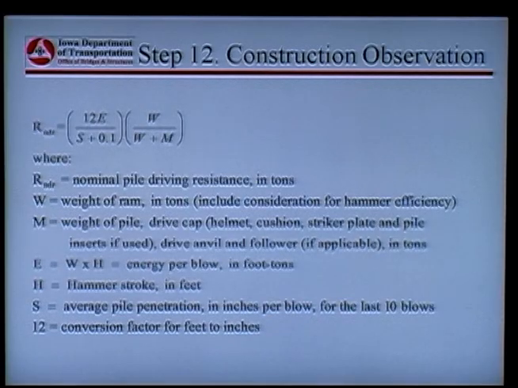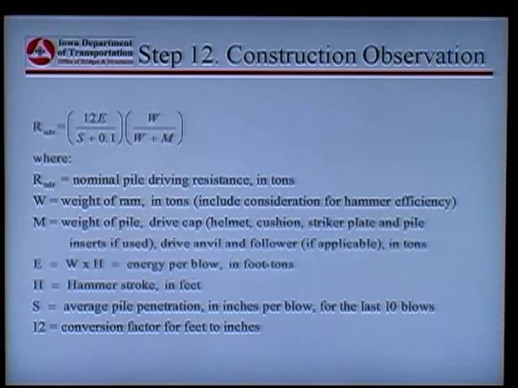This is an equation. The 12 is equal to the coefficient used in the current ASD or interim LRFD, multiplied with the factor of safety 4, that gives you the coefficient of 12. This is the new formula, not totally new, but with the new coefficient that gives you the nominal resistance based on the field observation record of the hammer stroke and the blow count.